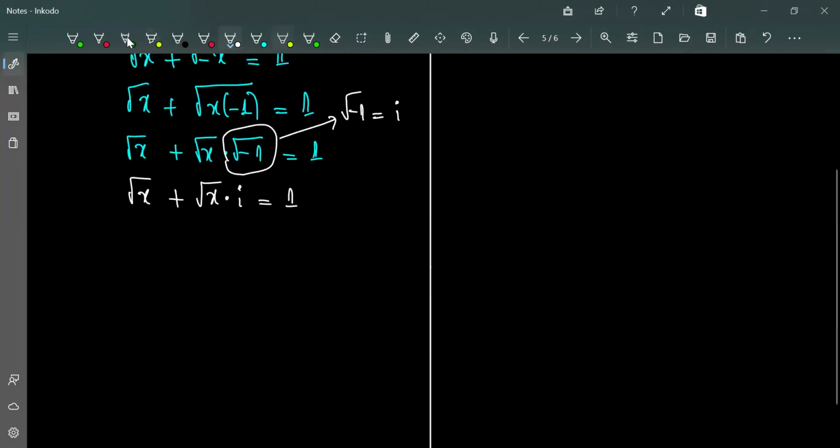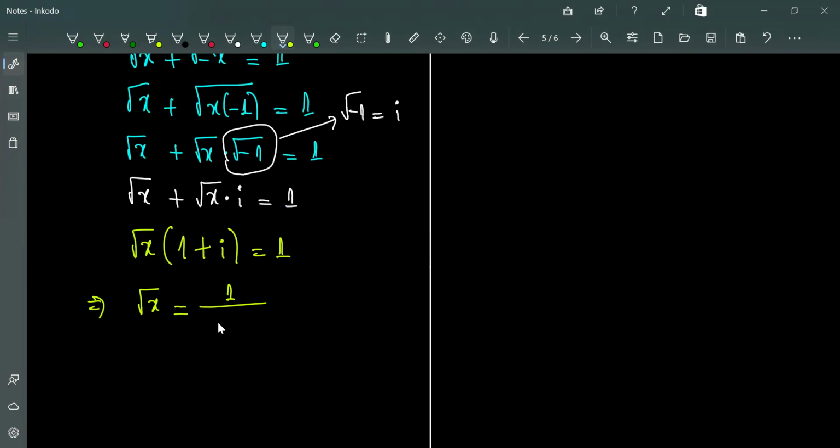Now we can factor out the square root of x. So the square root of x times 1 plus i equal to 1. So if we imply the square root of x is equal to 1 over 1 plus i, then x is equal to the square of 1 over 1 plus i.